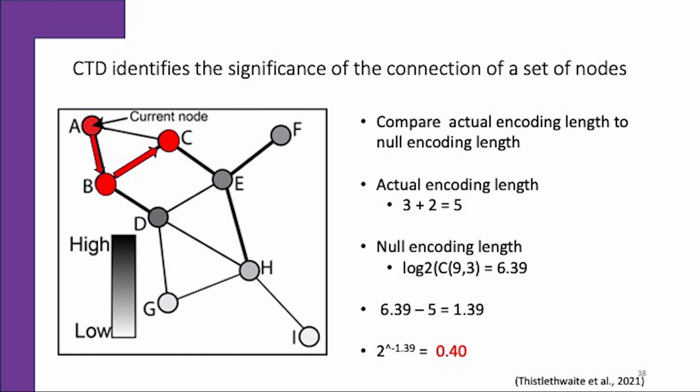We compare this to the null encoding length, which is going to be the log 2 of the combination of 9 and 3, which would be 6.39. So if you take the null encoding length and subtract the actual encoding length, you'll see you have a difference of 1.39 bits. So therefore, you can calculate the p-value as 2 to the negative 1.39. So the p-value for this set of nodes would be 0.40. While this is insignificant, this is the way that CTD calculates the p-value for each set of nodes in a weighted graph.